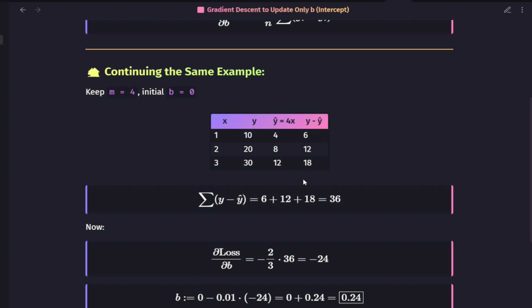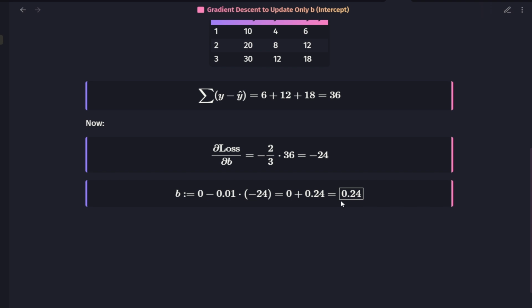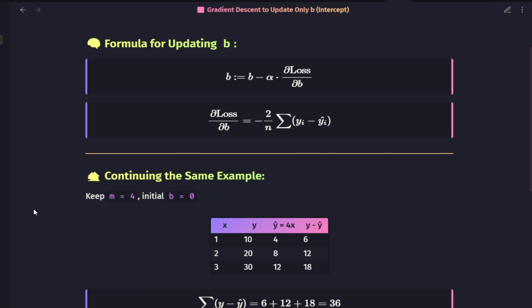Using the formula del loss by del b, now update b, which is equal to 0.24. So after this update, the intercept changes from 0 to 0.24. This helps shift our line upward slightly to reduce the error and improve predictions. By repeating this process, we keep refining b to make our model more accurate. I hope you understand both the cases.